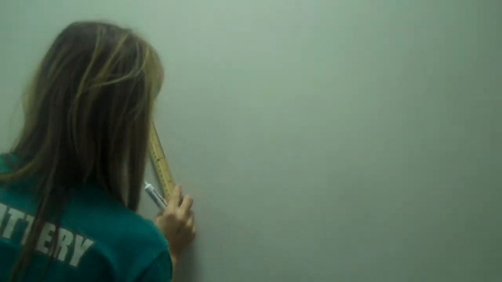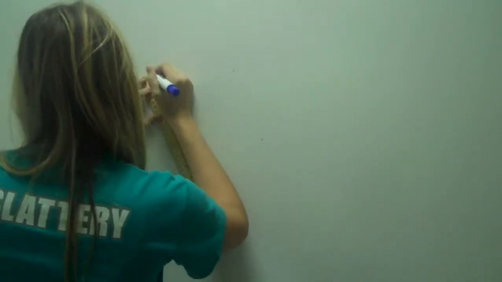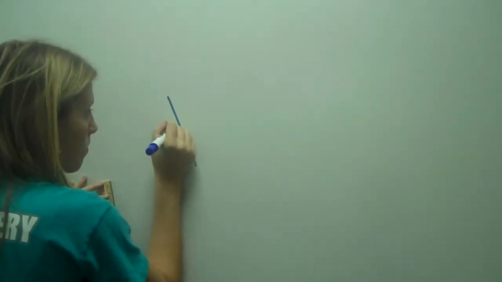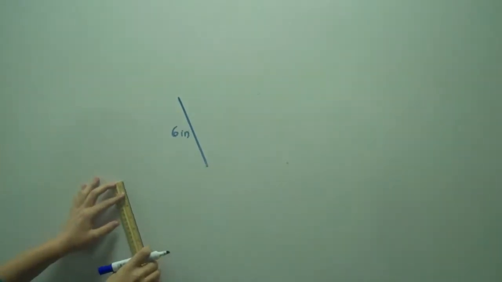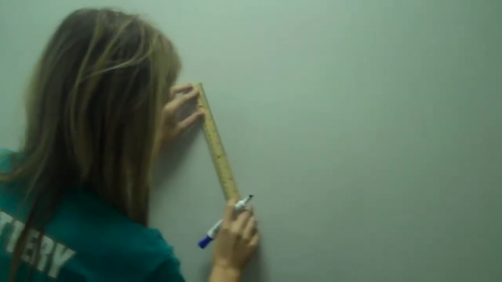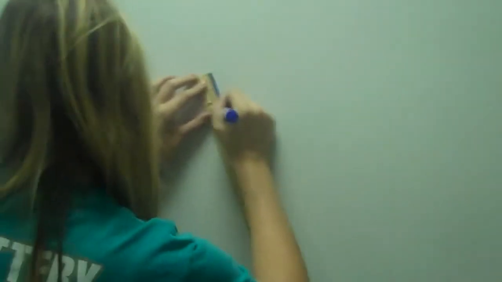Side 1 is going to be 6 inches long, and Marissa will label that 6 inches to show you guys. From the definition stated earlier, since it is a parallelogram, we can conclude that the opposite side is also going to be 6 inches. Let me zoom.